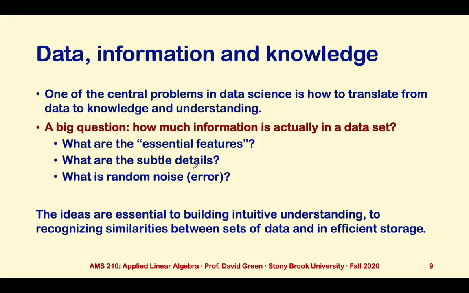How big is the tree? What season does it seem to be in? And so on. What is noise or error in the data set? And can we actually distinguish between random noise or errors in the data as opposed to subtle details that might be small variations and yet important? Depending on the data, sometimes we can, sometimes we can't.